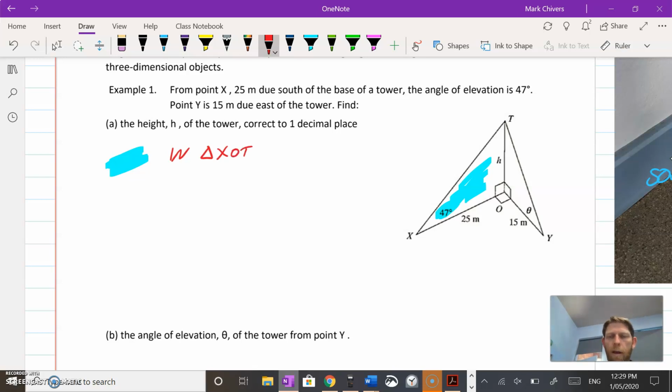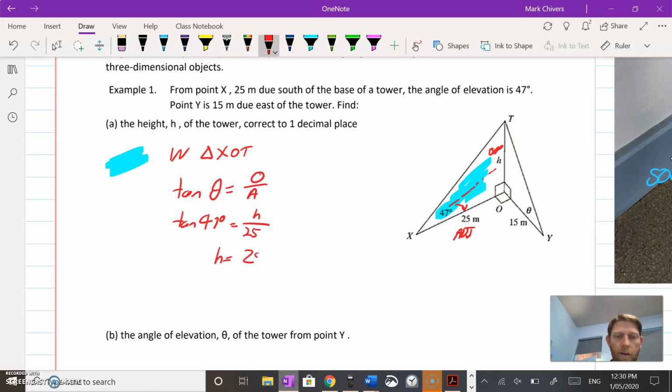right, we've got a distance that is adjacent, and we've got a distance that's opposite our angle. So we've got a situation where we might use tan, opposite over adjacent. So tan theta equals the opposite over the adjacent. Now in this case, the angle is given, that's 47 degrees. And the opposite side I don't know, that's just h. And the adjacent I do know, that's 25. So we end up with h equals 25 tan 47 degrees.